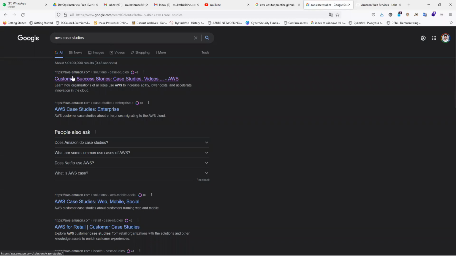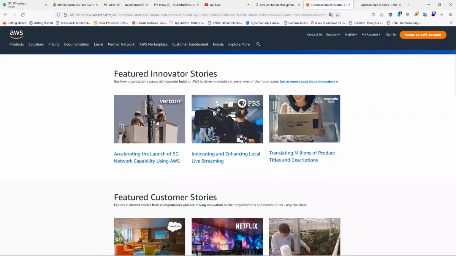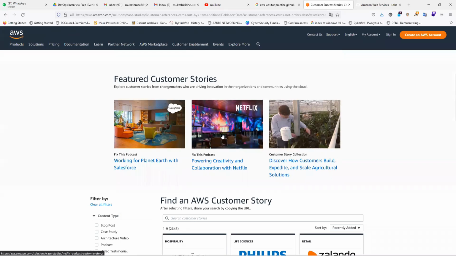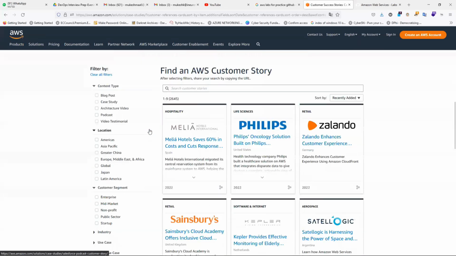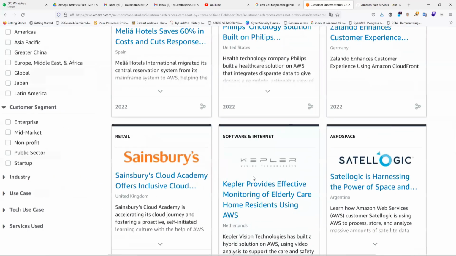Like there are customer success stories of AWS. They are working in different industries. Like Netflix is a big customer of AWS. Salesforce is also a big customer. And these are the companies that have solved some case studies, like on the internet part.